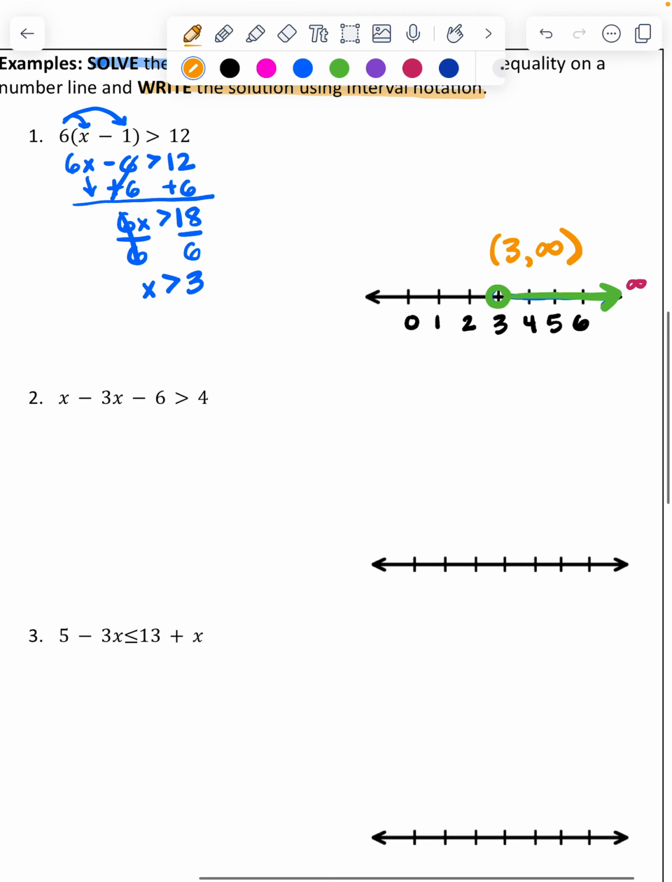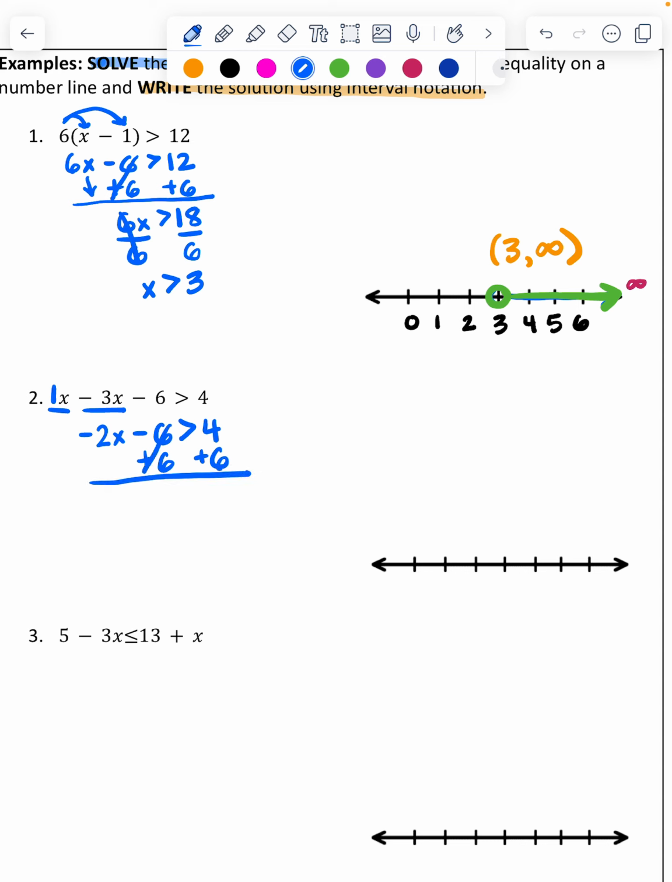Okay, number 2: x minus 3x minus 6 is greater than 4. So I don't have any parentheses, so I don't need to distribute, but I do have like terms. I have a 1x here and a negative 3x. So we add those together and I get negative 2x minus 6 is greater than 4. Add 6. I have negative 2x is greater than 10.